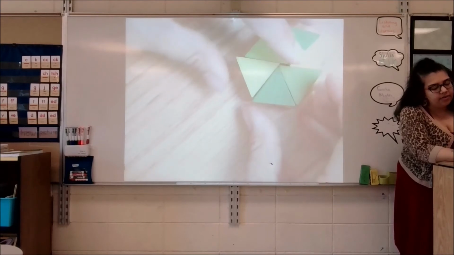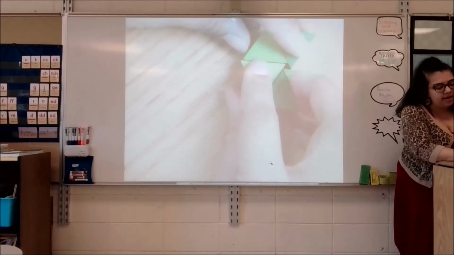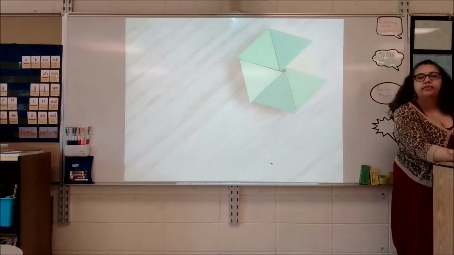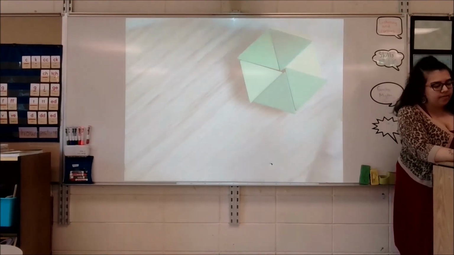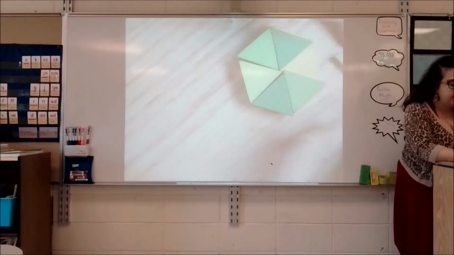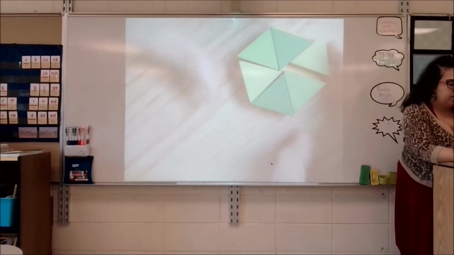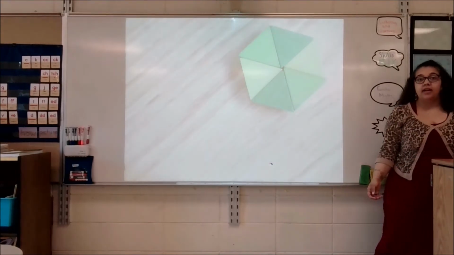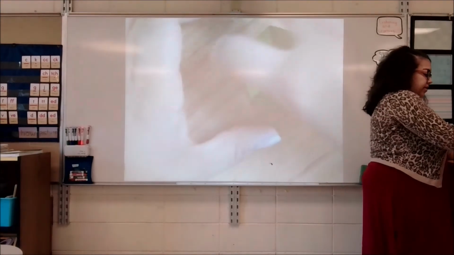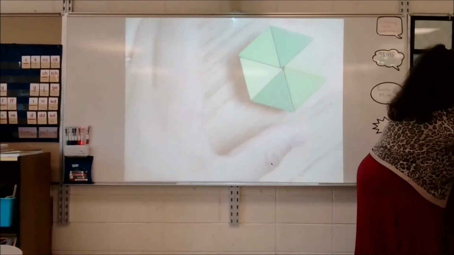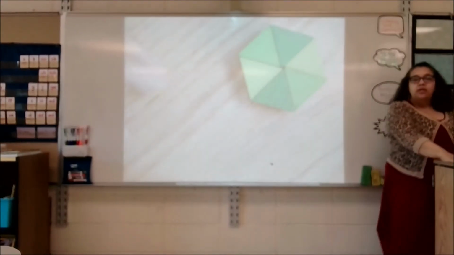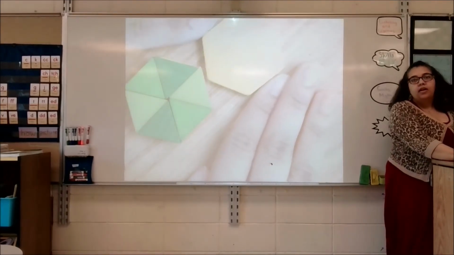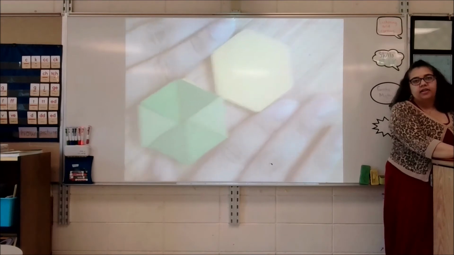Now, have I completed my shape yet? Is my hexagon covered? Nope. But if I add just one more triangle, I will have completely covered my hexagon. So that means, this tells me that this number of triangles is required to create one hexagon. How did I do that? I had another hexagon. I think y'all should have two.